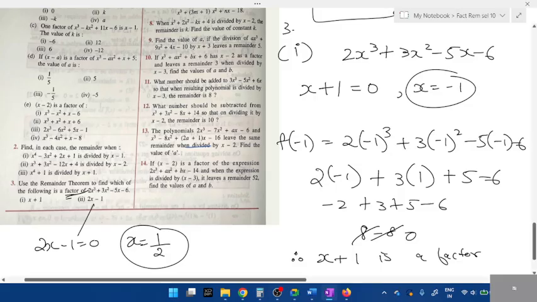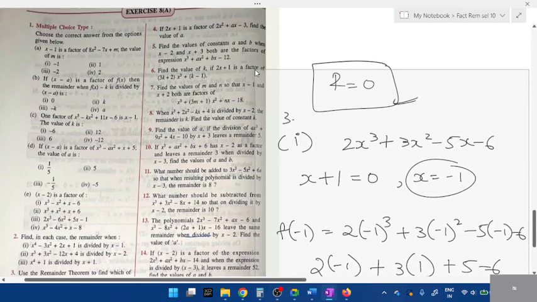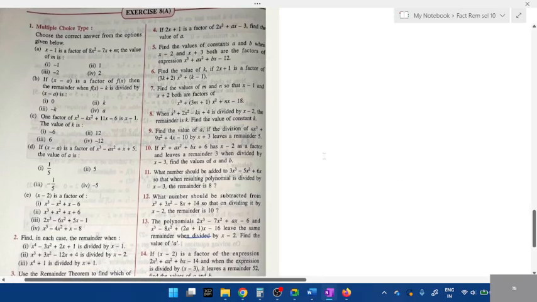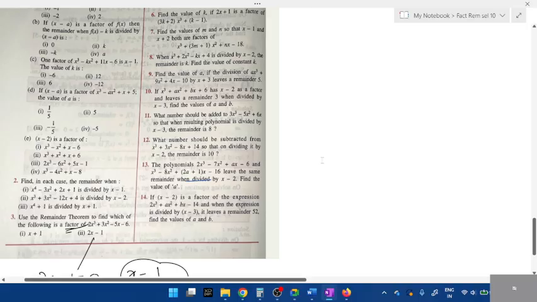Then it's not a factor. If you're not getting 0, it's not a factor, students. Okay. The concept of this question is, if you get 0, it's a factor. Okay.